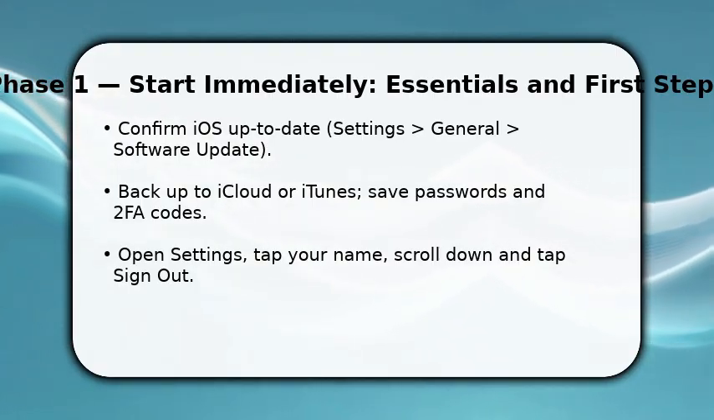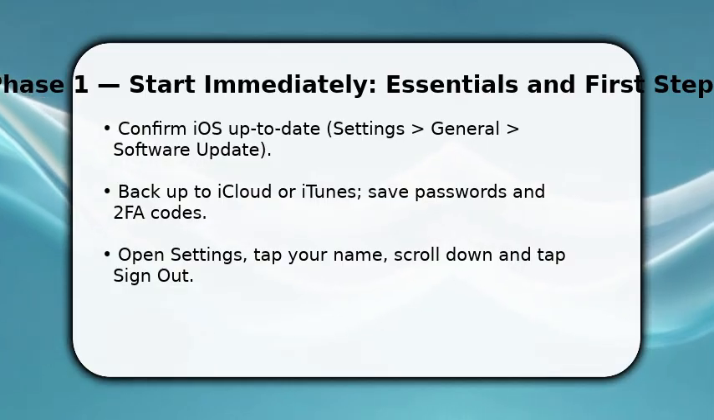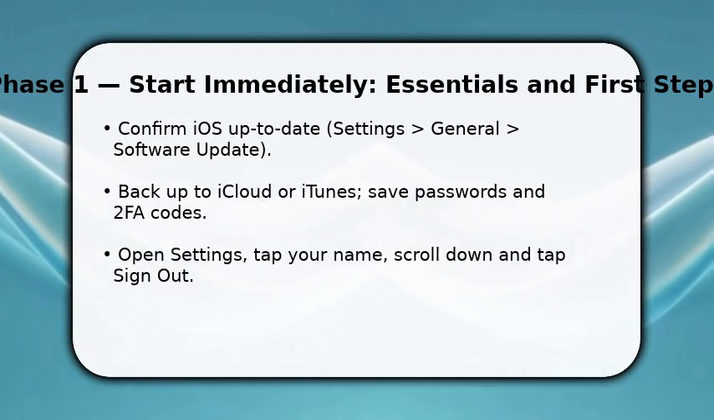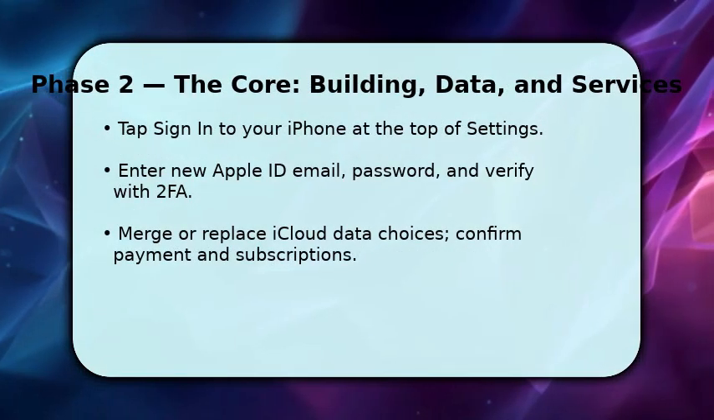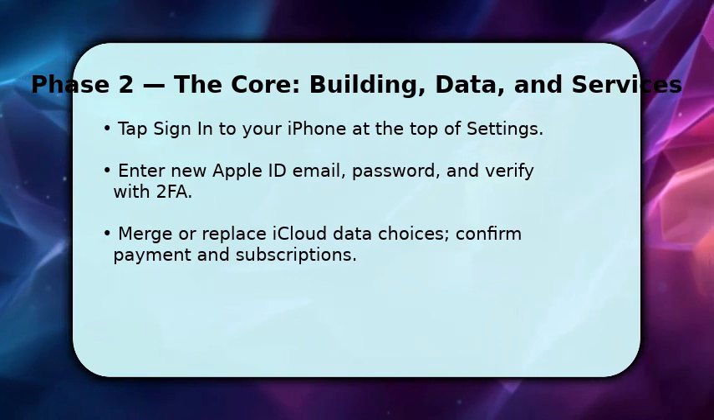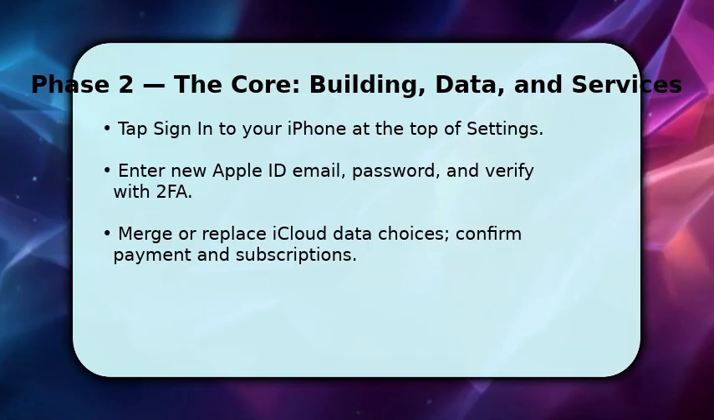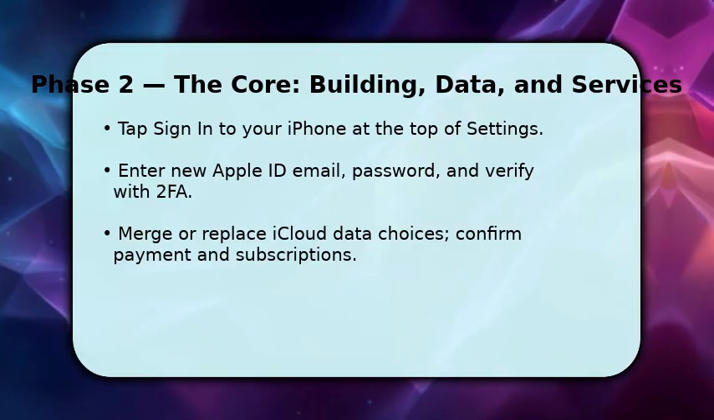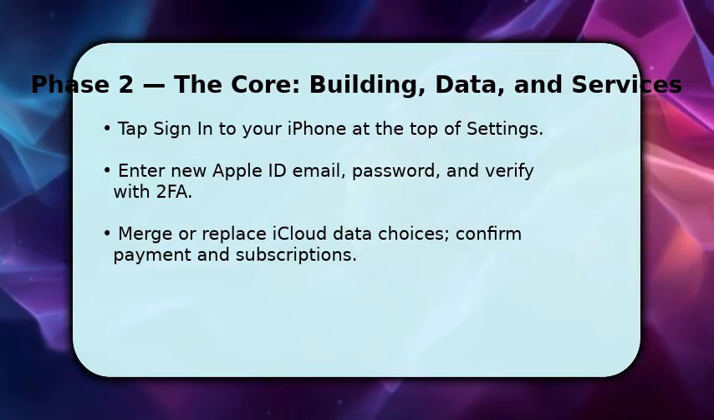Enter it, then choose which data to keep on the device, contacts, calendars, and tap Sign Out again to begin removing the old Apple ID. Once signed out, go back to Settings and tap Sign In to your iPhone. Enter the new Apple ID email and password. Make sure you complete two-factor authentication if prompted, because that verifies your identity.